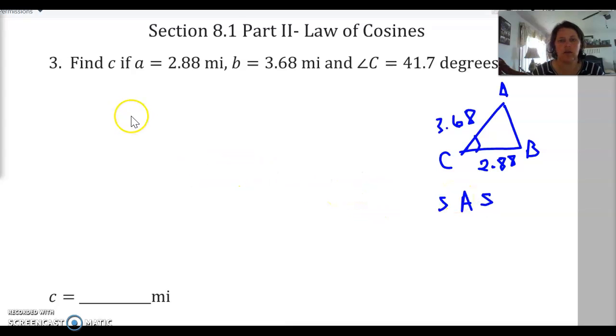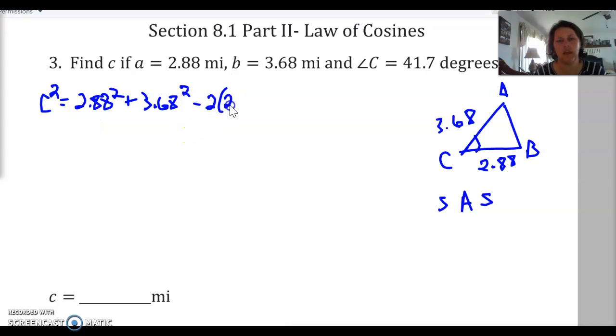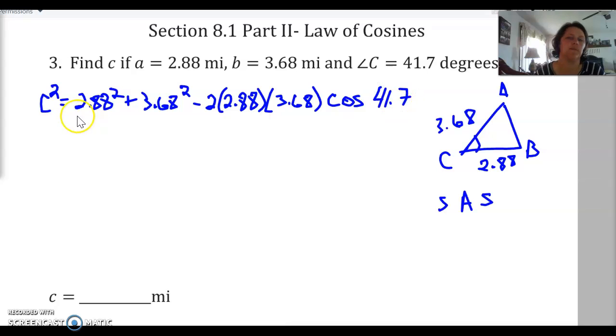So what do we need to find? We want to find what side C equals. So we're given these two sides, so we're going to start off with little c squared is equal to 2.88 squared plus 3.68 squared. So we have c squared equals the other two sides squared minus 2 times the other two sides again, 2.88 and 3.68, and then cosine of angle C, which is 41.7 degrees.